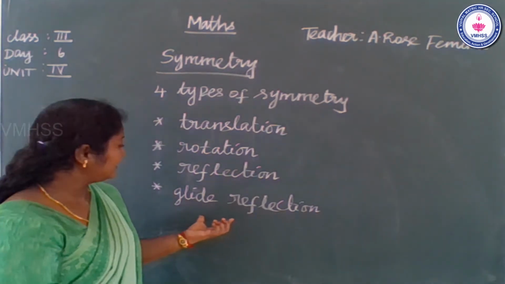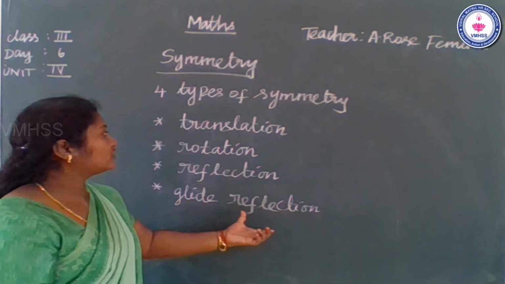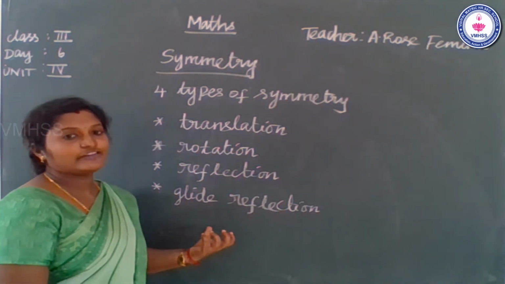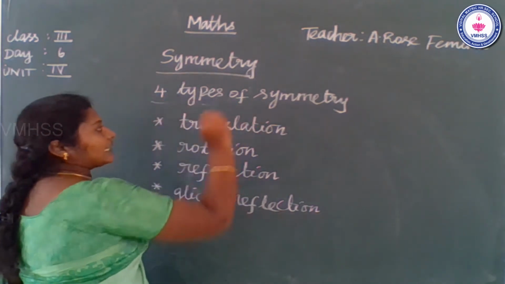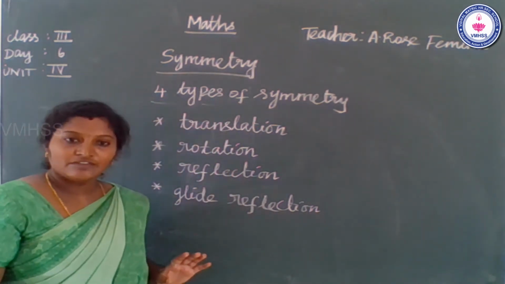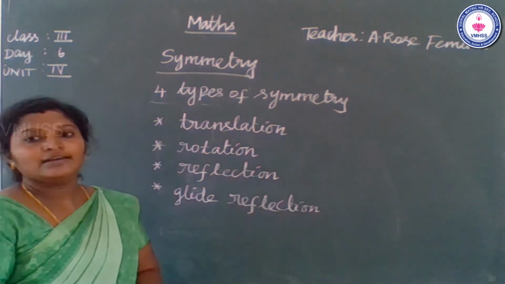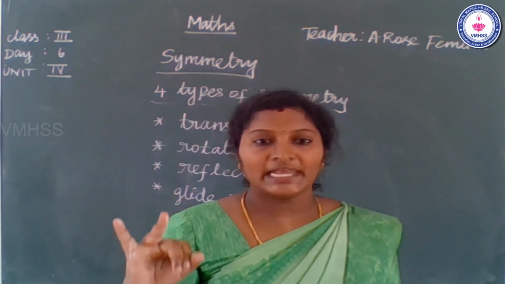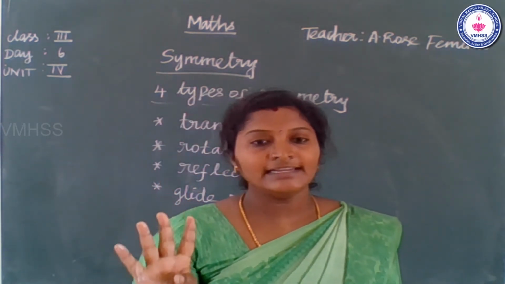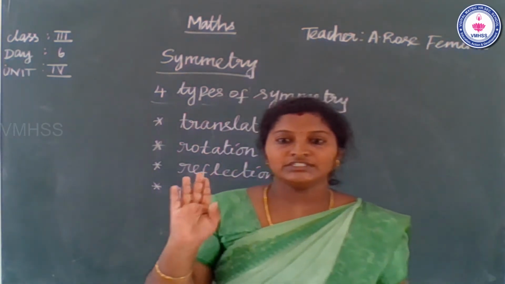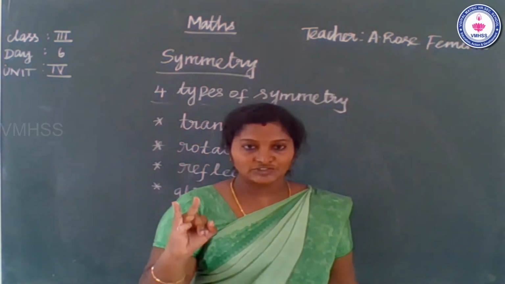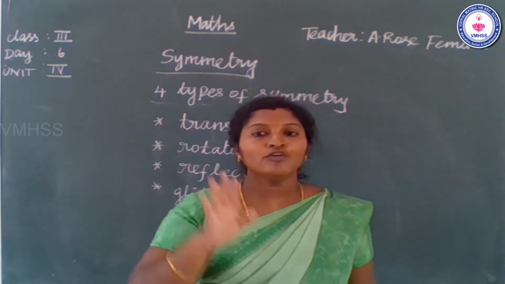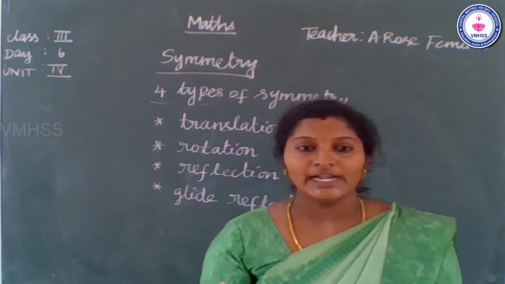Fourth one is glide reflection. So translation, rotation, reflection, and glide reflection are the main four types of symmetry. Once again, we recall the four main types of symmetries are translations, rotations, reflections, and glide reflections. Do you understand?